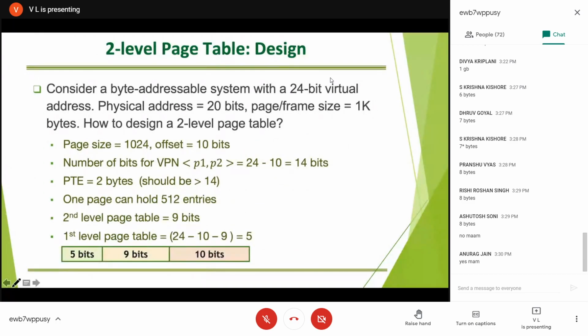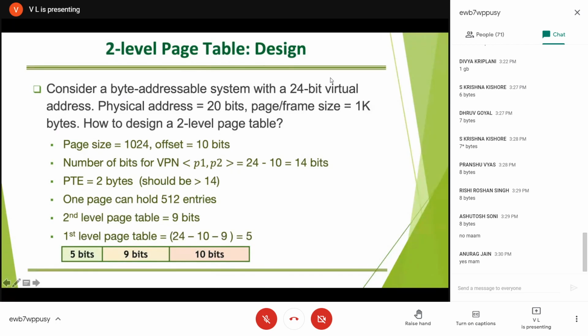Another example. This is a byte addressable system with 24 bits. Physical address is 20 bits. Page frame size is equal to 1 kilobyte. How to design a 2-level page table? Again, page size is equal to 1024, so the offset will be 10 bits. So the number of bits for VPN will be 24 minus 10, that is 14 bits. This we have to divide between P1 and P2.